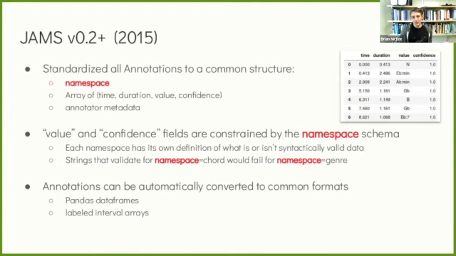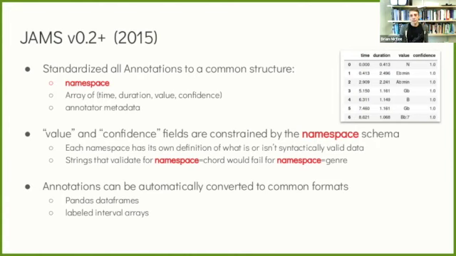On top of that, we built some interfaces to convert to common formats like pandas data frames or labeled interval arrays that you can plug into mir_eval. The reason that we wanted to standardize all the different formats into one blanket container is that now you can treat them abstractly. Everything looks and talks the same, at least until you need to go and look at the value, which means that you can write generic code that can process annotations easily for a lot of the things that we want to do.